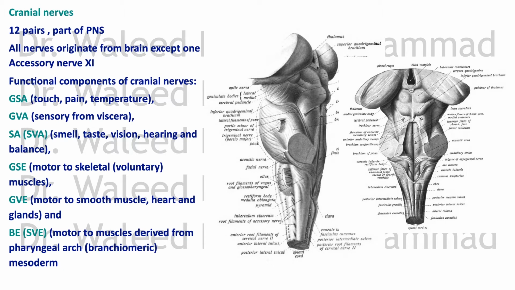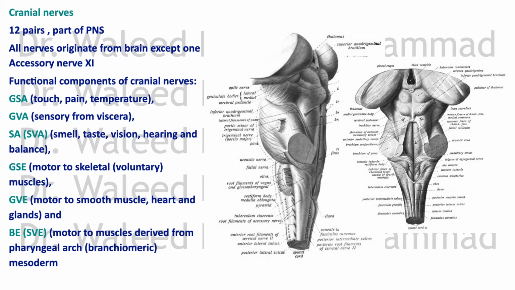The cranial nerves are 12 pairs of peripheral nerves, part of the peripheral nervous system. You know, the peripheral nervous system are the nerves emerging from the central nervous system, which is the brain, brainstem, and the spinal cord.